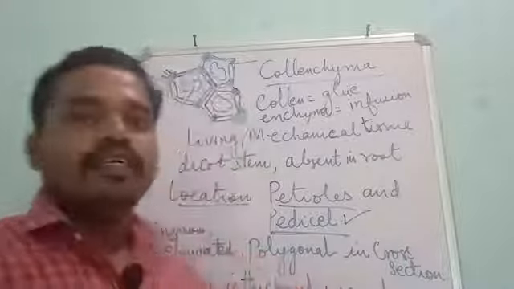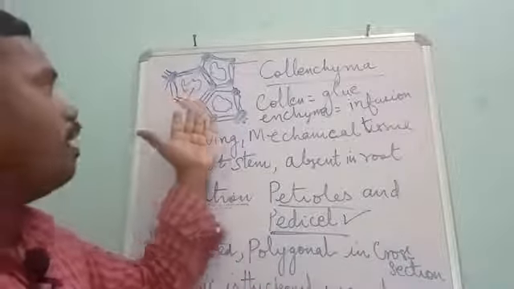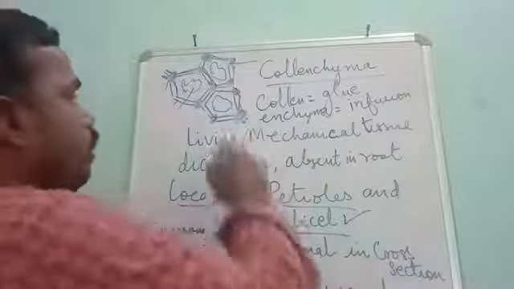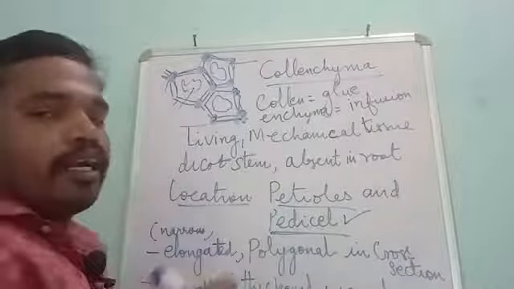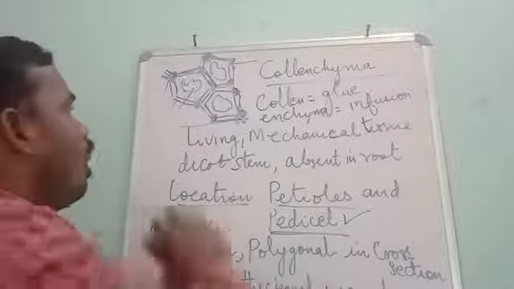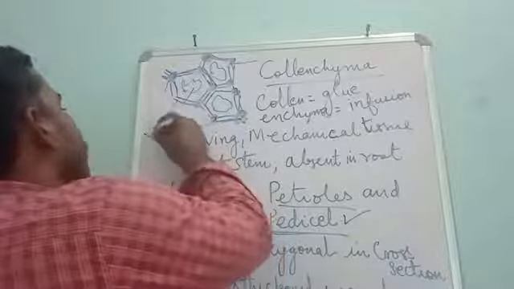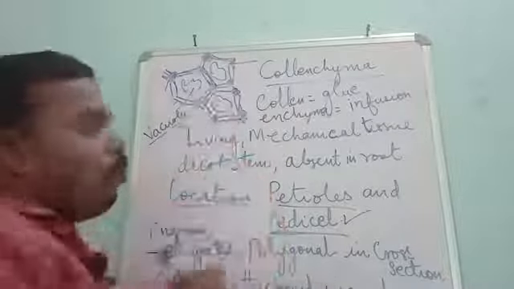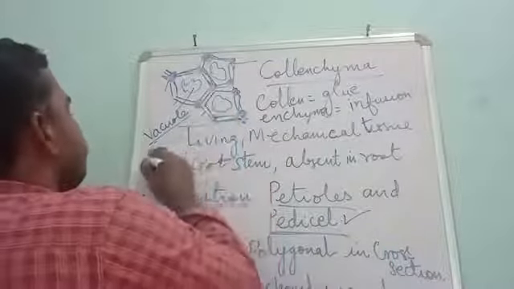Look at that diagram. This is angular collenchyma. In angular collenchyma, the cell walls are thickened at the corners where the cells are meeting. Inside you will identify the large space, which we call a vacuole.